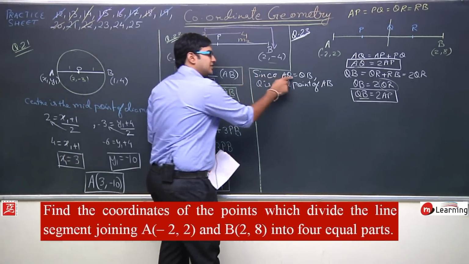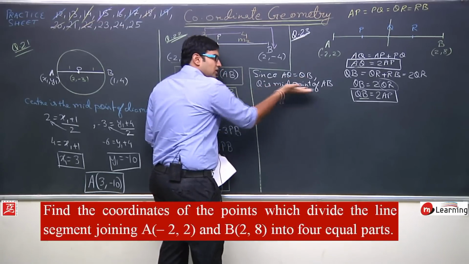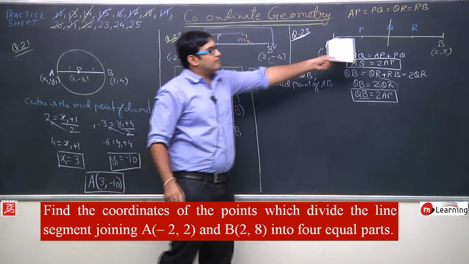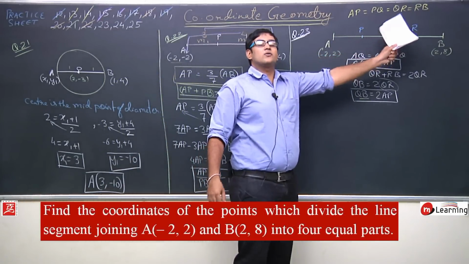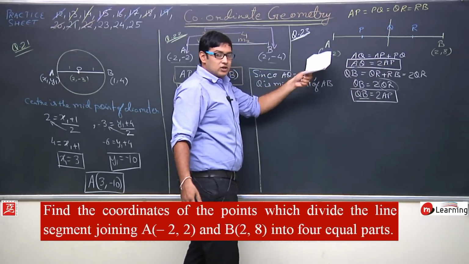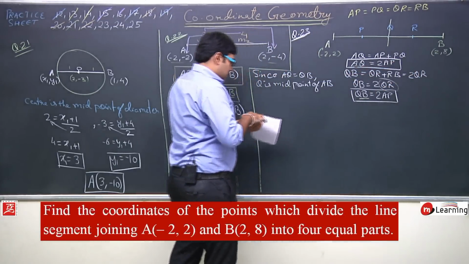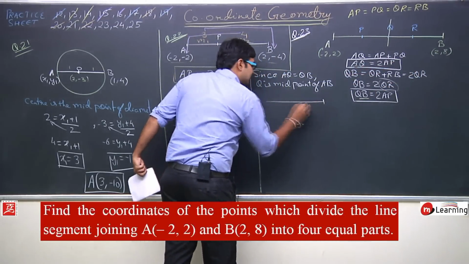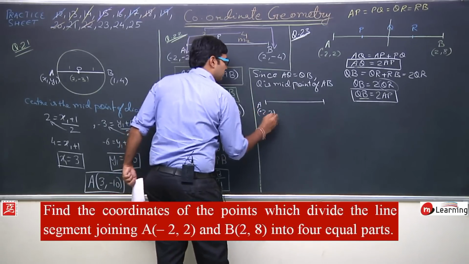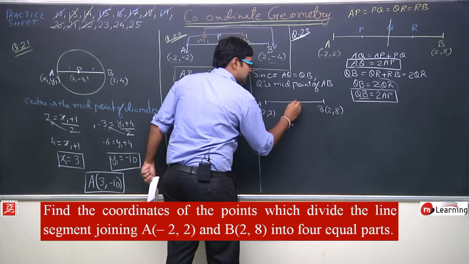Observe it, since AQ is equal to QB, Q is the midpoint of AB. Now if Q is the midpoint of AB, you can very easily calculate the coordinates of Q. How to calculate the coordinates of Q? The coordinates of A and B are given. So this is A (-2, 2), and this is B (2, 8), and this is Q.